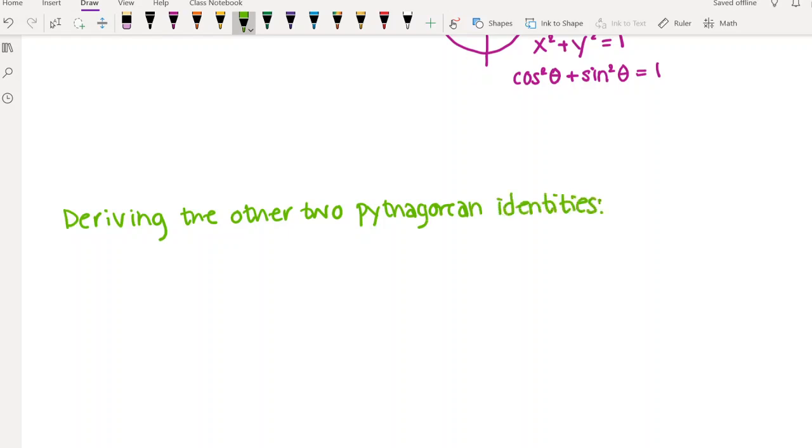So what we're going to do is take this first equation that we had: sine squared of theta plus cosine squared of theta is equal to 1. The first thing we're going to do is divide everything in this identity by sine squared of theta.